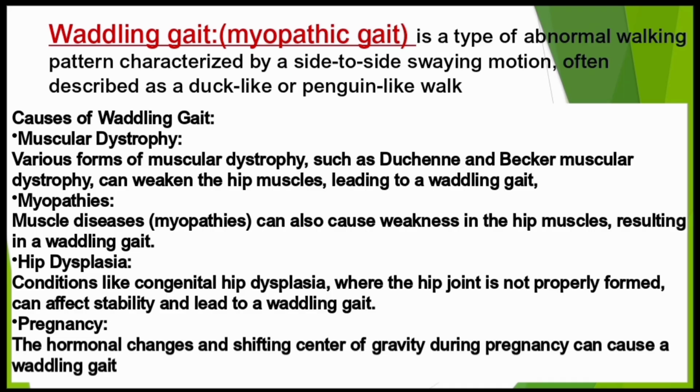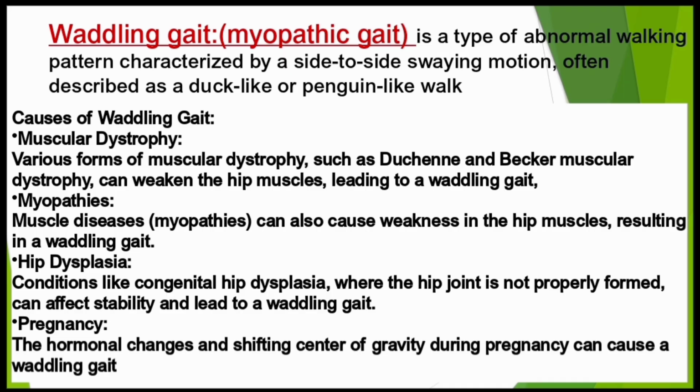The causes of this type of gait include muscular dystrophy. Various forms of muscular dystrophy can lead to this waddling gait. Then myopathy, which means muscle weakness, can also cause weakness of the hip muscles, resulting in waddling gait. Then hip dysplasia, like congenital hip dysplasia where the hip joint is not properly formed, can affect stability and lead to waddling gait.